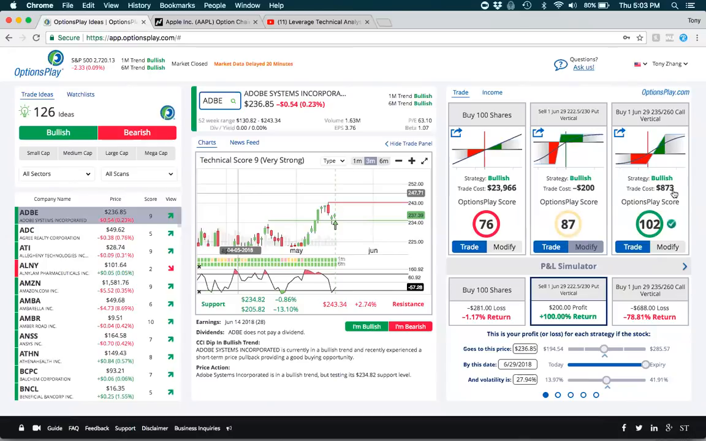So as you can see, this debit spread gives me better risk to reward overall than trading that credit spread, because even though the credit spread gives me a higher probability, when I'm wrong, I'm risking more than twice what I'm making on the credit. So that's really why we use the options play score and not probability in our analysis.